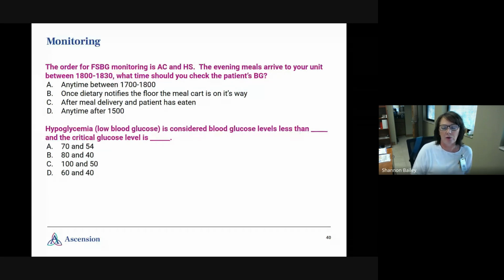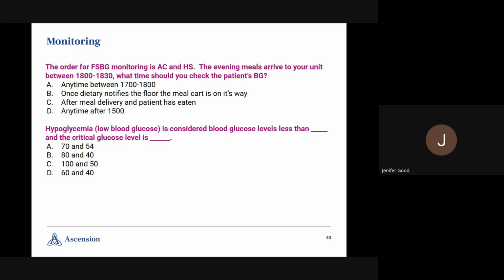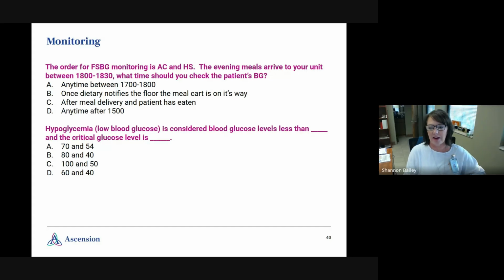Remember that we want to hardwire what we're doing, and we walk through the steps on when to do. Is it B? It is B. You're right, and Stacy got it also. You're going to wait until the dietary department notifies your floor that the cart has left the kitchen. It's on its way up. That ensures that the nurse is going to dose insulin based on the most current blood sugar reading. If it's over an hour old, you're going to have to get another finger stick.